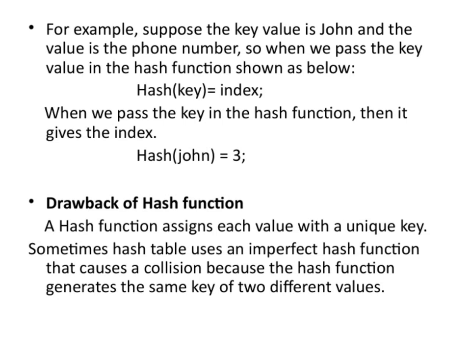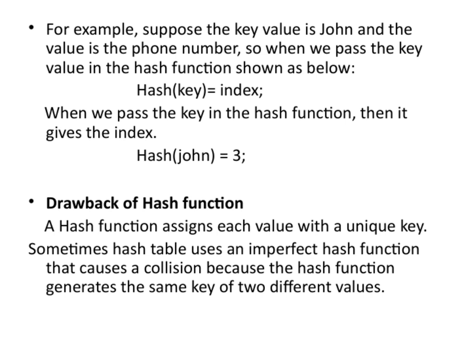So let's consider an example to make this clearer. Suppose the key we're working with is the name John, and the value we want to associate it with is his phone number. When we pass the key John into the hash function, it processes it and returns an index, like in this case, index 3. This index points to the position in the hash table where John's phone number is stored.